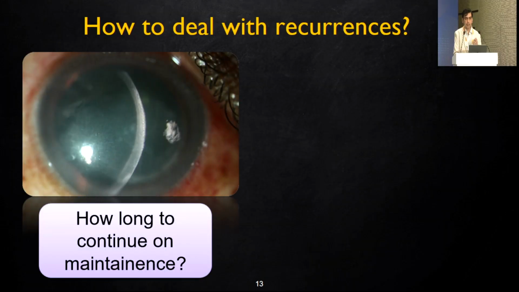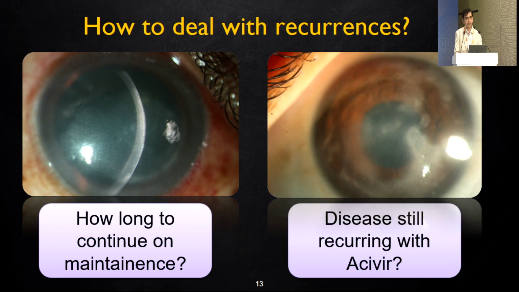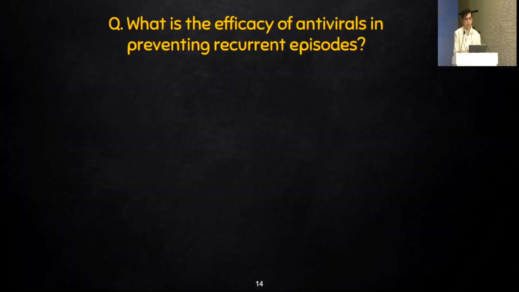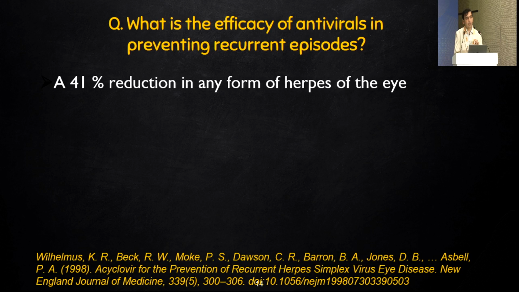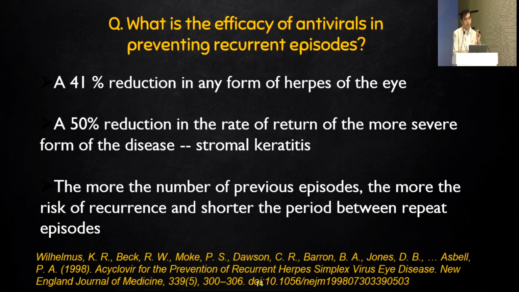So how to deal with recurrences now? How long to continue maintenance for these patients, and if the disease is still recurring with Acivir, what to do in those cases? You have to understand that the efficacy of antivirals in preventing recurrent episodes is only a 41% reduction in recurrences and a 50% reduction in stromal keratitis cases. The more the number of previous episodes the patient has had, the more the risk of recurrences, and the shorter is the period between the different episodes. So if the patient has already had multiple episodes, this patient is likely to recur more and more.